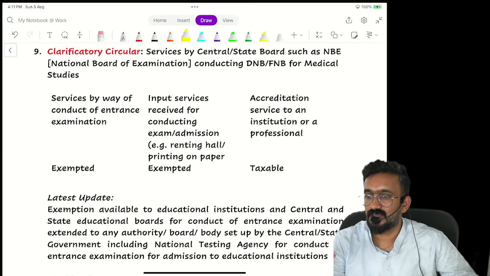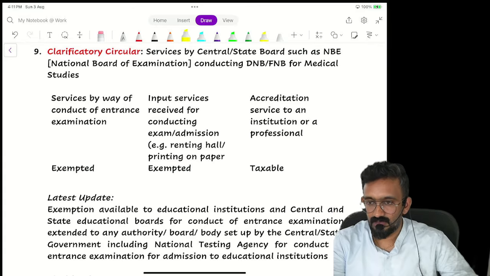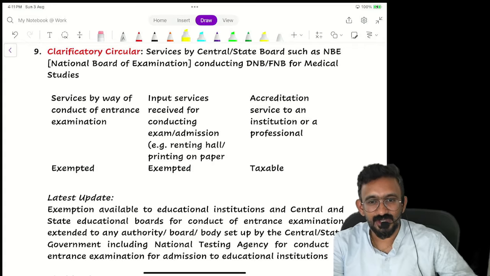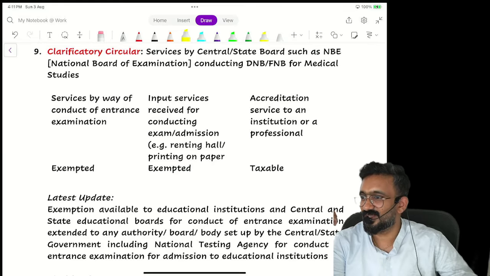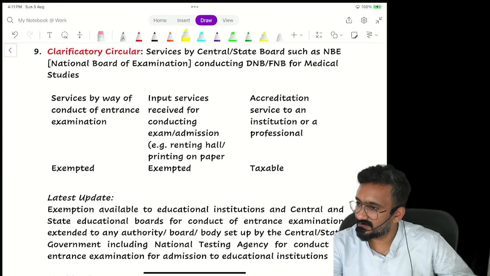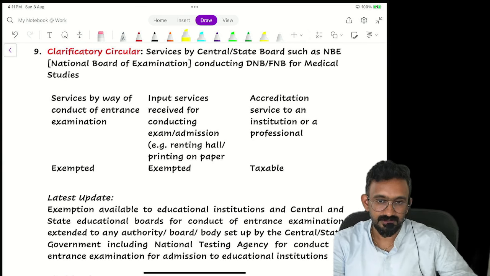board for conducting DNB FNB examination. There is a board called the National Board of Examination. They conduct the entrance exam, and to conduct it they collect an entrance exam fee. First question: National Board of Examination should be considered to be what category of education institution in that thought process? Which category, 1, 2, 3? The second, they clarified. So in bracket you can write somewhere it's a second category education institution.